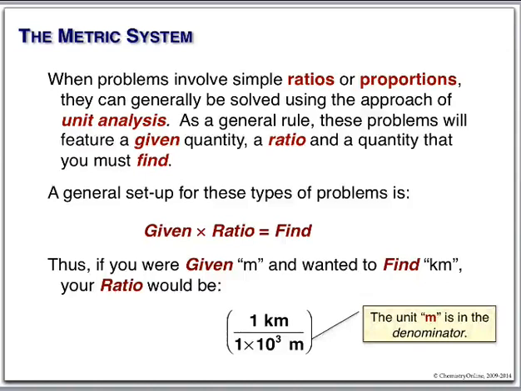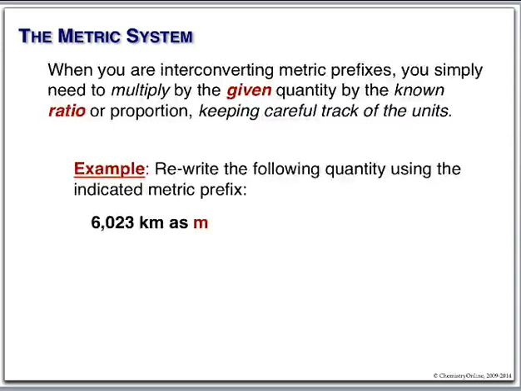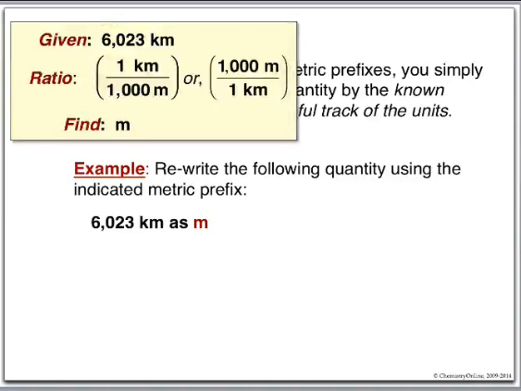Let's do a real example. If I say I have 6,023 kilometers, convert that to meters. Well, step one, what's given? 6,023 kilometers. A ratio. We need a ratio relating meters and kilometers, don't we? And of course, we're trying to find meters. Now I've just written down two ratios here. This is our given. So you start off just by writing the given.